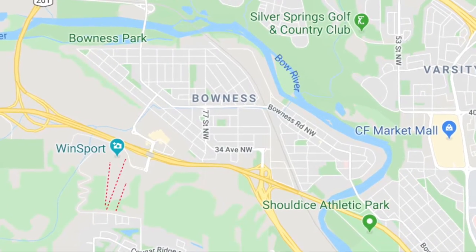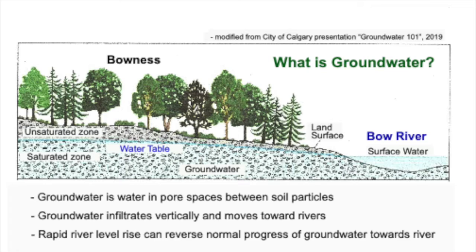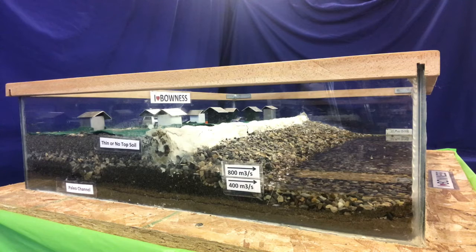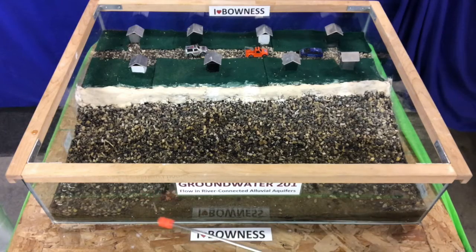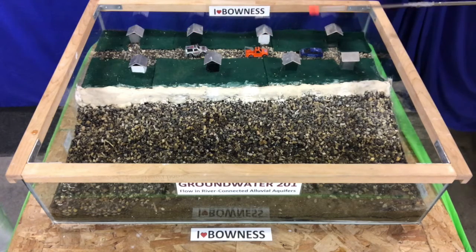The community of Bowness is underlain by a groundwater table that is directly connected to the Bow River. This model is intended to illustrate the relationship between the groundwater table, the subsurface sediments, river flow rates, and flooding within the community. It shows the river, the approximate location of the proposed barrier, and a street adjacent to the river with homes and basements on both sides.